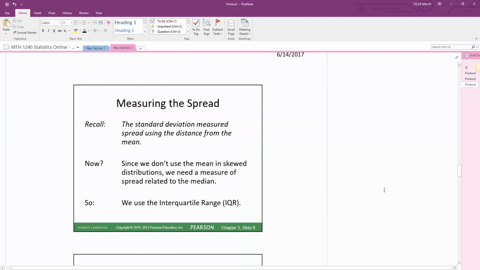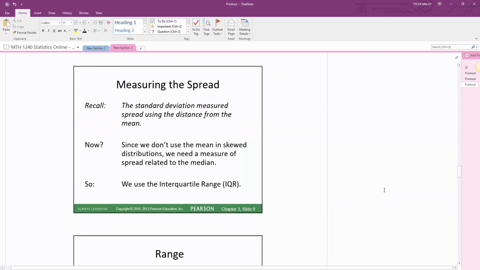So then another thing that we want to look at is being able to measure the spread, right? If we think about a little bit before, when we were talking about finding the mean, that center value, when we measured the spread, we used standard deviation. But if you remember, standard deviation uses the distance from the mean, right? So it doesn't necessarily make sense to talk about the standard deviation with a skewed distribution as much, right? So we need a measure of spread that's better related to the median. So what we use is called the IQR, or the interquartile range, right?